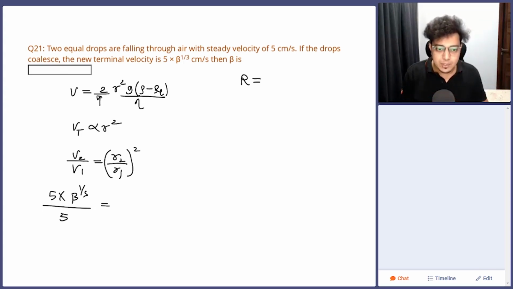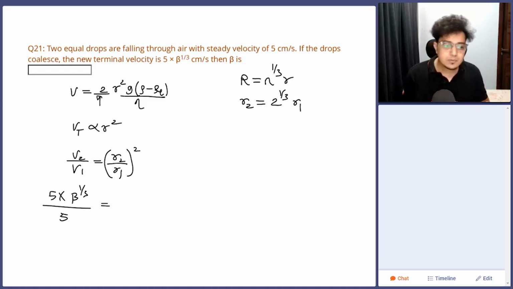So we know that volume will remain constant in both the cases. Total initial volume and final volume will be same. So from volume conservation, we know this as a standard result: R is equal to n raised to 1 by 3 into small r. So R is the radius of the bigger drop, which is R2 in this case. Okay. And n, only 2 drops are there, 2 raised to 1 by 3, and small drops radius is R1. So we can write R2 by R1 here as 2 raised to 1 by 3 raised to 2.